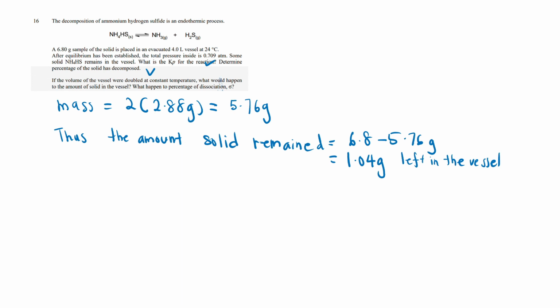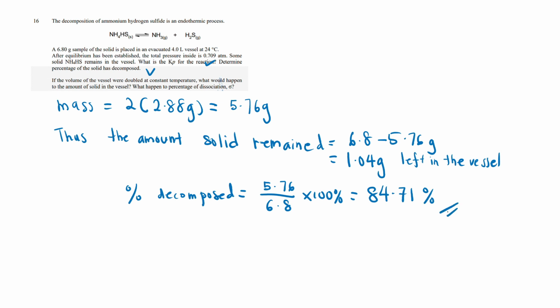Okay, and then percent decompose yang baru pula kita boleh kira. Okay, percent decompose, iaitu yang sudah decompose tadi sebanyak 5.76 over 6.8 times 100%. So the new kita akan dapat 84.71%. Okay, so that's all for question number 16.